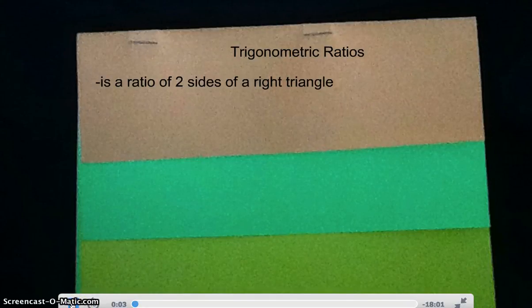Today we are doing trigonometric ratios. Say that with me. Trigonometric ratios. Alright, so first thing we did, we talked about Pythagorean theorem.